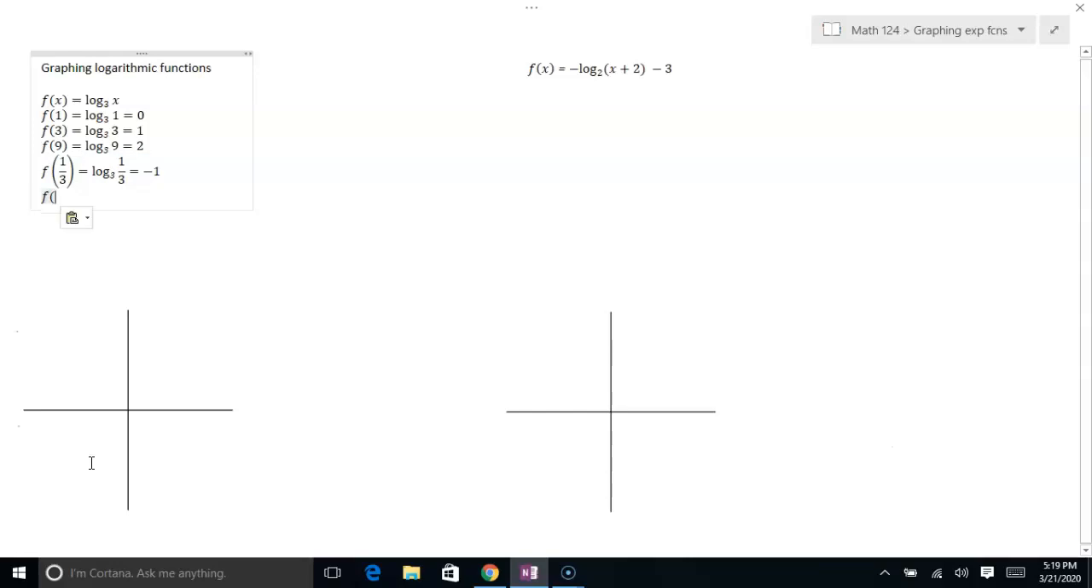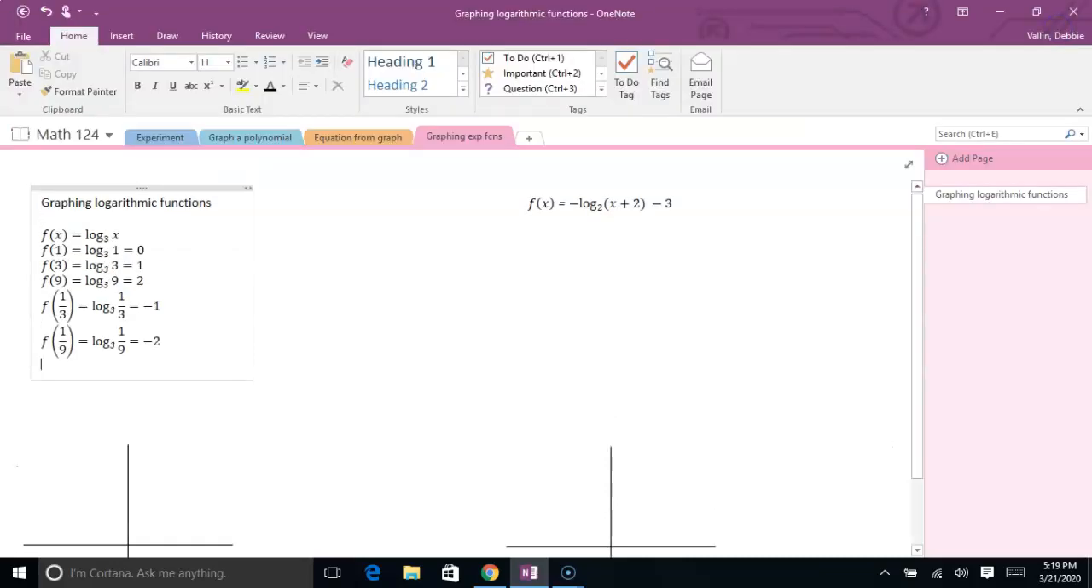Let's try one more. Again, picking a convenient one, I'm going to pick 1/9. Log base 3 of 1/9. Again, I can see I'm going to need a negative exponent because the 9 is in the denominator, and 3 squared is 9, so -2 will do it. That's a pretty good collection of points. Let's see what kind of picture we get by using those.